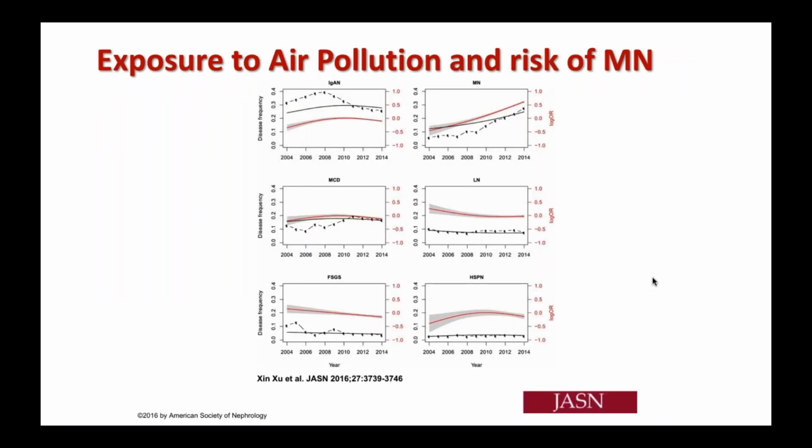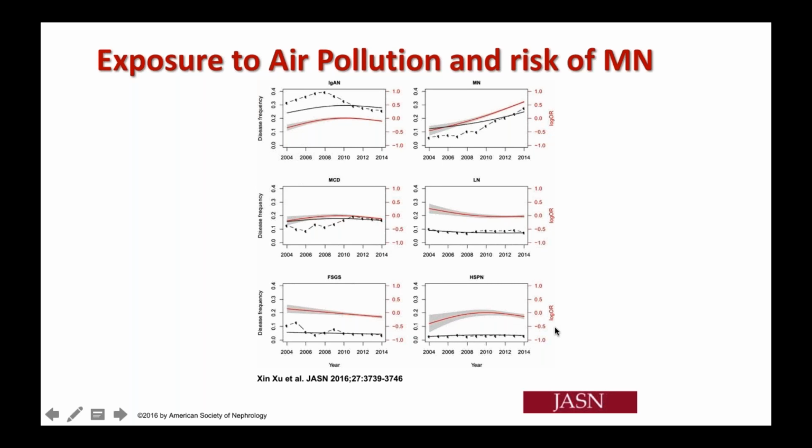Now, the most recent data that is coming up and is relevant to India is from China, which looked at the risk of development of membranous nephropathy and exposure to air pollution. So what they first of all found is that in China, the prevalence of membranous nephropathy was actually increasing over time from 2004 to 2014. You can see that the number of patients with membranous nephropathy is increasing, whereas all the other diseases like IgA nephropathy, minimal change, lupus nephritis, FSGS, and HSP nephritis remain stable.